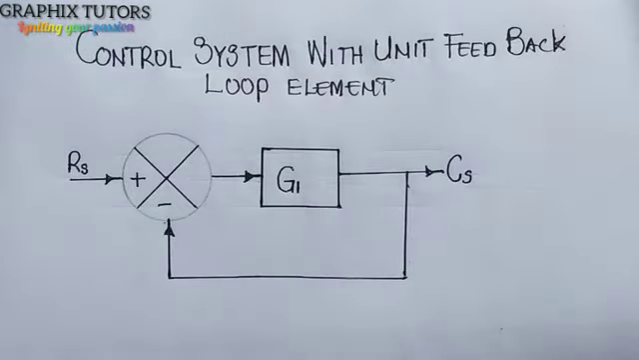My name is Graphics. Today we want to solve another exercise on control systems. We'll be looking at the control system with the unit feedback loop element, right? Now in this kind of control system, we call it a closed loop control system, and this system is whereby the control is achieved by automatically comparing the output with the input.